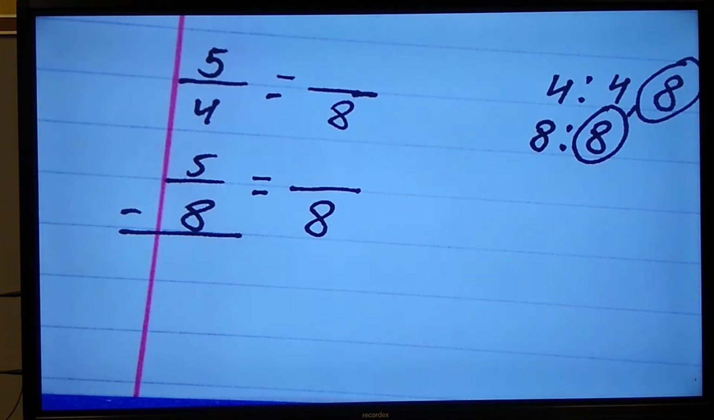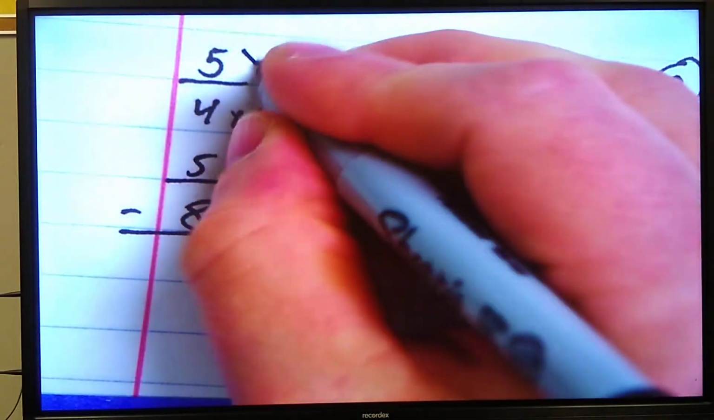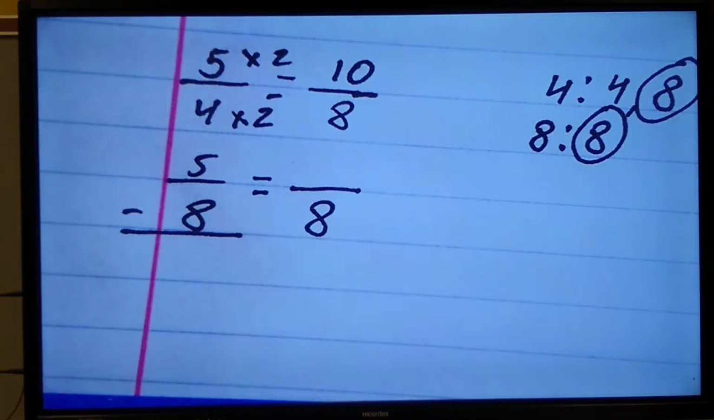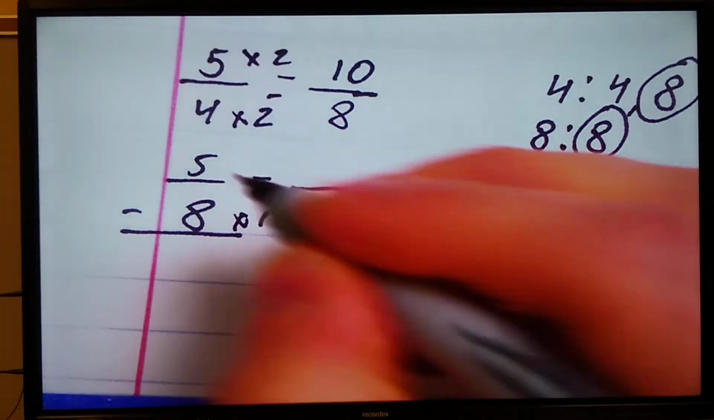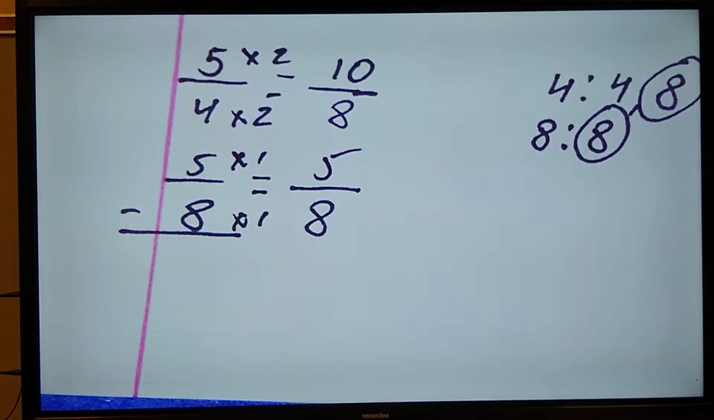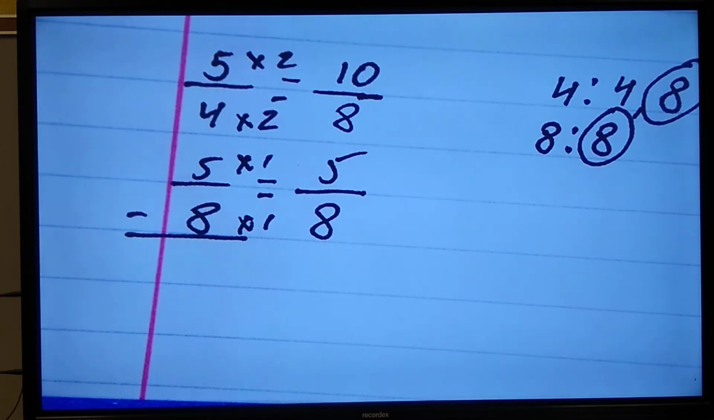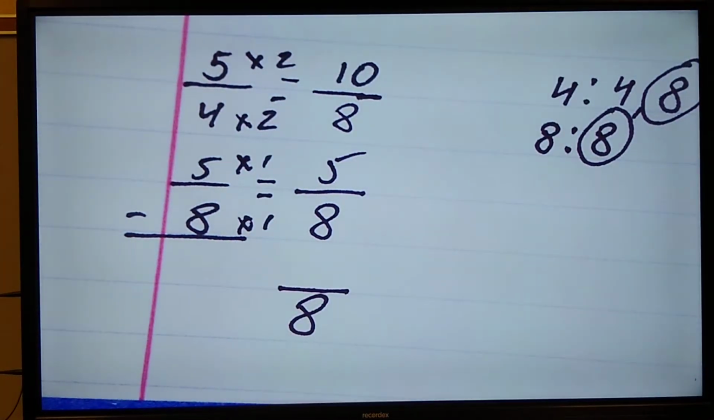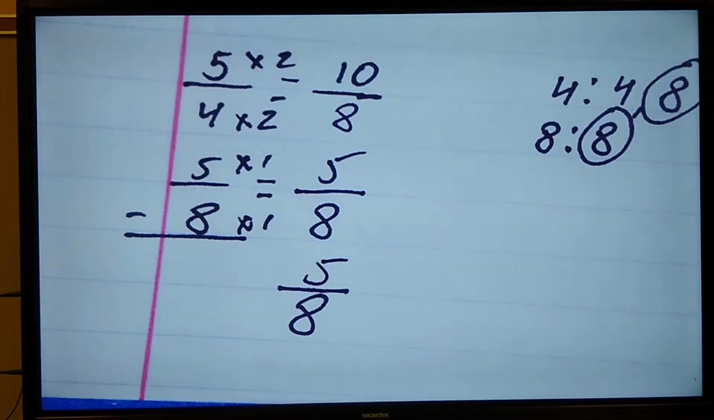Now you must find the new numerator. 4 times 2 is 8, so 5 times 2 is 10. 8 times 1 is 8, so 5 times 1 is 5. And now you simply subtract the numerators, but the denominator will stay the same. 10 minus 5 is 5. Now you have to ask yourself the two questions.